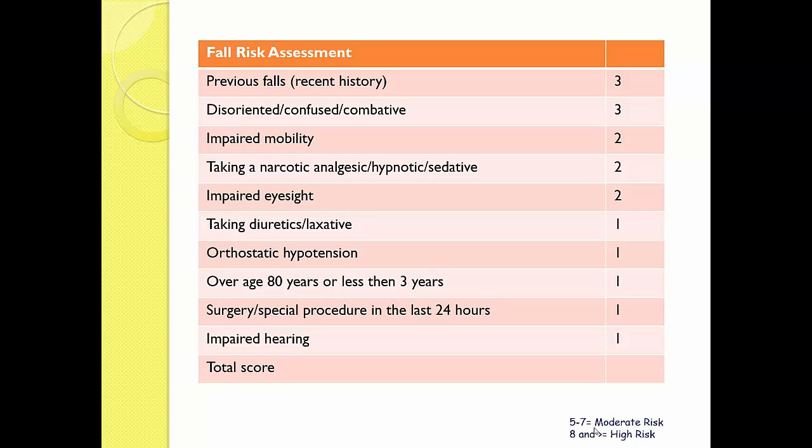If they've had surgery recently or a special procedure in the last 24 hours, due to the types of sedating medications that patients receive with those, that puts them at higher risk. And then impaired hearing. So you would just go through the scale and identify all the risk factors that your patient had, and then you would total up their score. And again, for this one, 5 to 7 would be moderate risk, 8 and higher would be a high risk for falls.